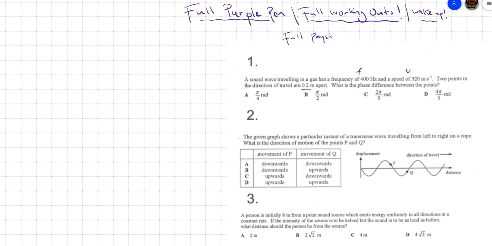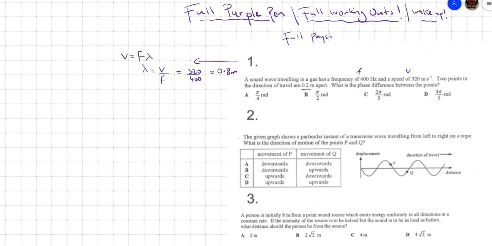First of all, I want to know the wavelength. So we start here: the speed of the wave is frequency times wavelength. I'm looking for wavelength, so wavelength is equal to wave speed over frequency. Now let's put the numbers in. That gives 0.8 meters. So the wavelength is 0.8 meters.